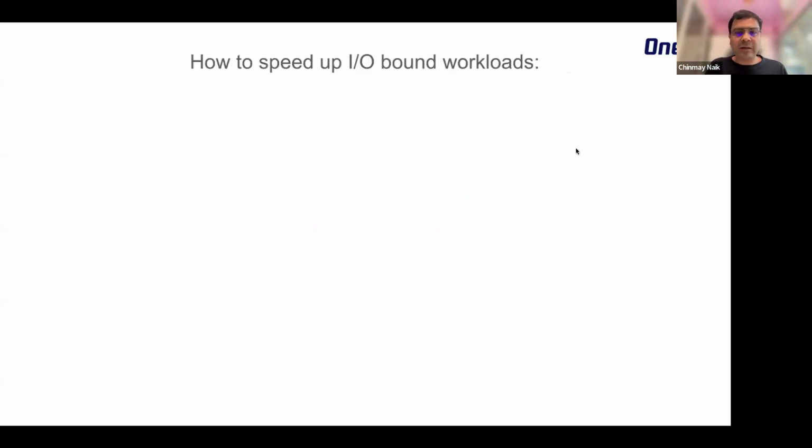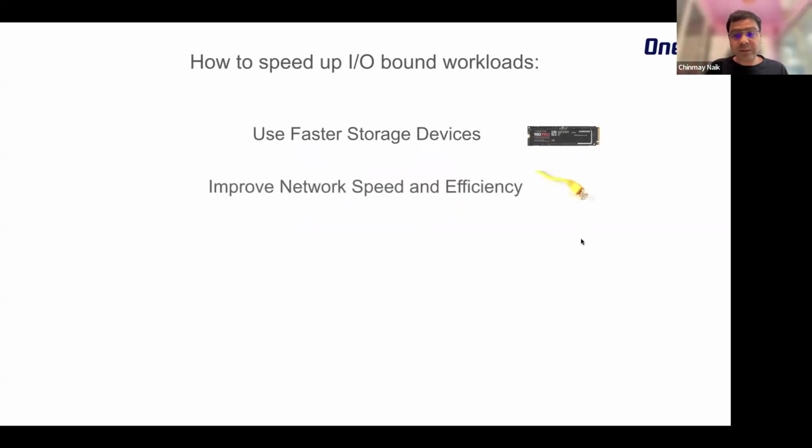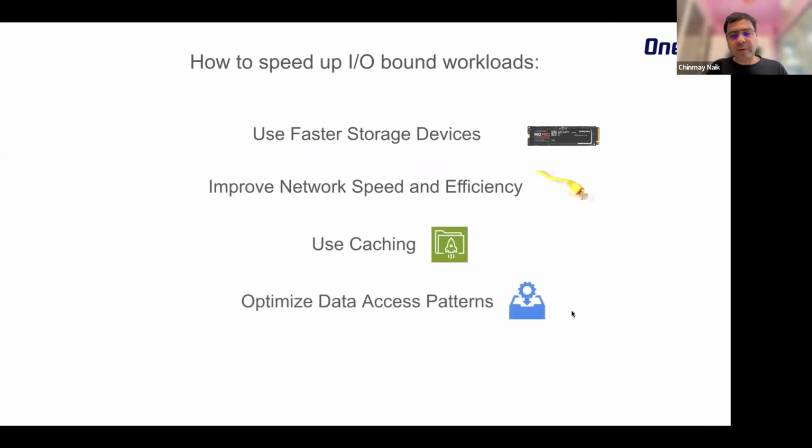Right? For IO-bound workloads, you can use faster storage devices, like NVMe disks. You can also improve network speed, because typically across distributed systems, network speed becomes the limit in some ways. You can use caching at various levels. You can optimize data access patterns, almost putting compute where the data is, which is what a lot of big data tools do these days. Instead of moving data around, they move compute to the data, right? You can also do data compression and things like that.